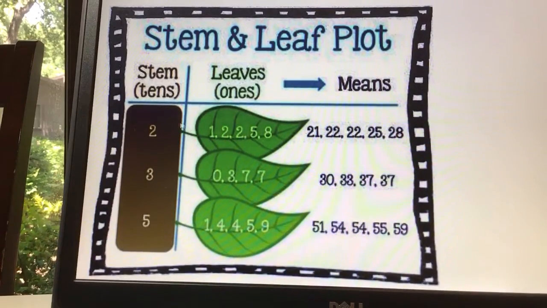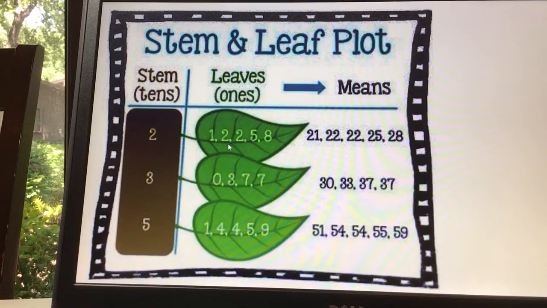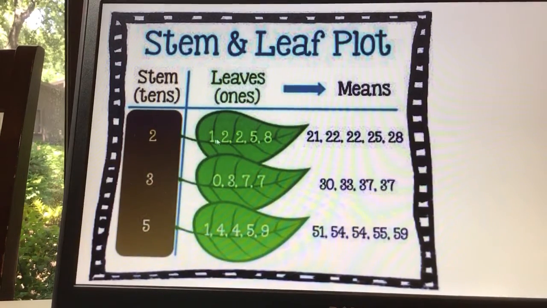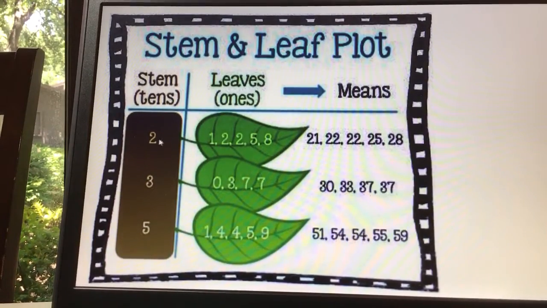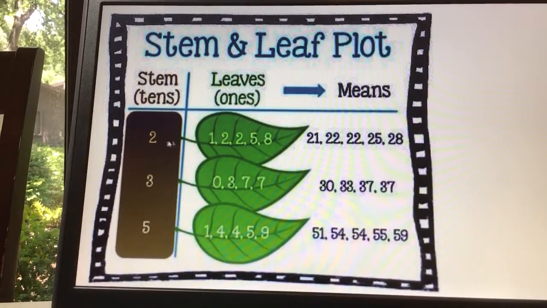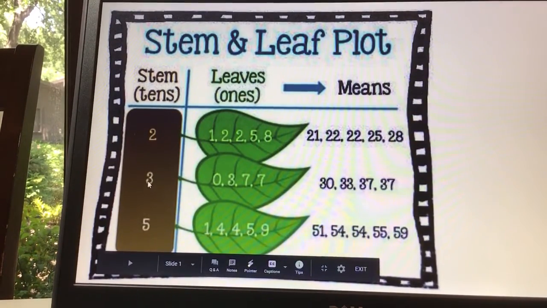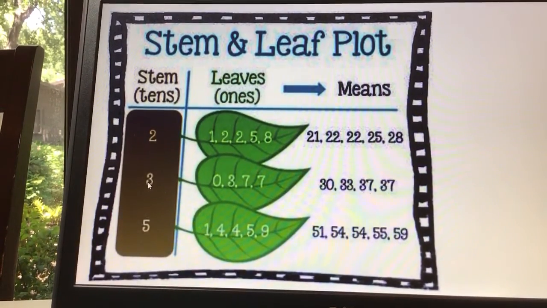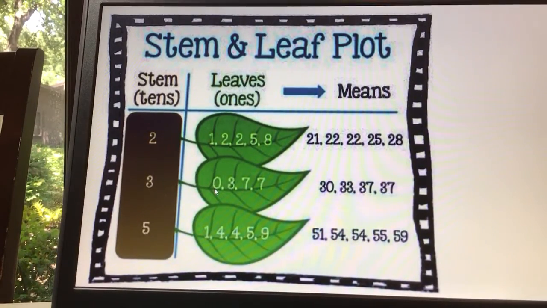So you just keep the same number in the stem place, but you put the 2 in the ones place. And then I have 22 again, and I have 25, and then I have 28, 20, and 8. Okay, let's look at the 3s. So this 3 is in the tens place, so it stands for 30. If I have a 3 and a 0, that means I have the number 30.